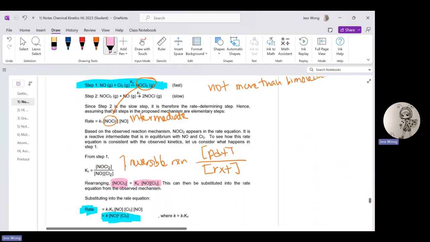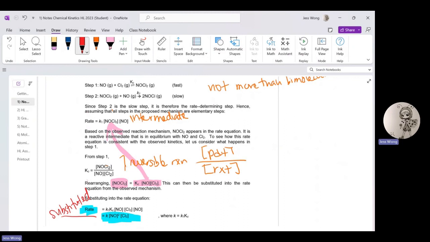What I'm going to do with this expression is substitute it to replace the NOCl2 in the rate equation, because the rate equation must not contain any intermediate. It should only contain the reactants. So I'm going to substitute. As a result of the substitution, the rate equation will look like this.